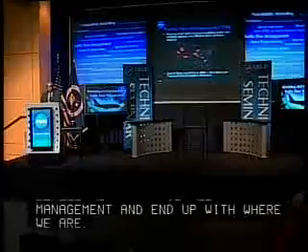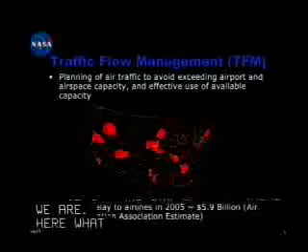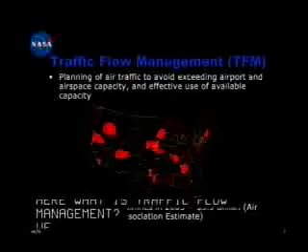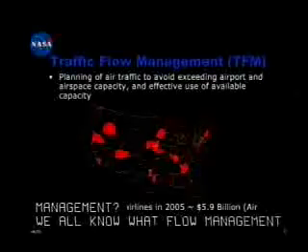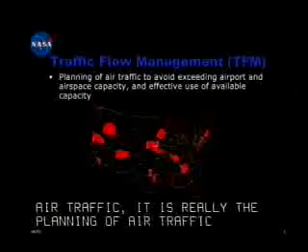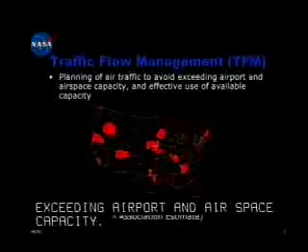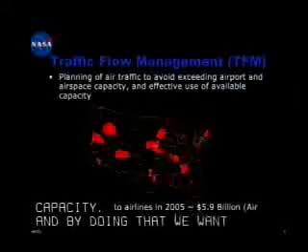Here, what is traffic flow management? We all know what flow management means. For traffic flow management in air traffic, it is really the planning of air traffic to avoid exceeding airport and airspace capacity. And while doing that, we want to make full use of the available airspace.